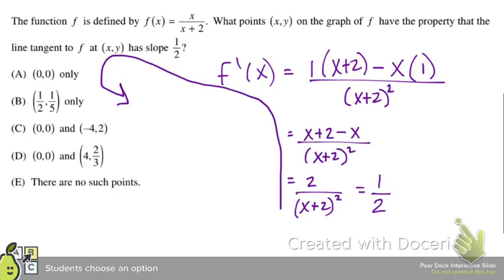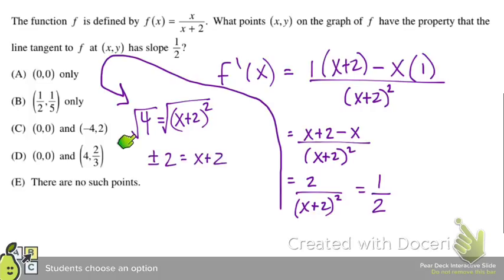So 2 times 2 I get 4, and then 1 times (x plus 2) squared is just (x plus 2) quantity squared. Now you can solve this by taking square roots. If I take the square root of both sides, I get that plus or minus 2 is equal to x plus 2. Remember that every time you have to physically draw in the square root, you need to include the plus or minus. So now I have two equations. I have that 2 equals x plus 2, and I have that negative 2 equals x plus 2.